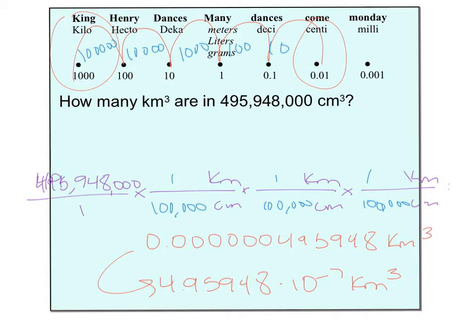All right, here we go. So this spits out a very, very small number. What we have here is, again, take the number I gave you, put it over 1. That's supposed to say 495,948,000 centimeters cubed. So it's cubed, so you need to put centimeters on the bottom 3 times. You want kilometers cubed, put kilometer on the top 3 times.